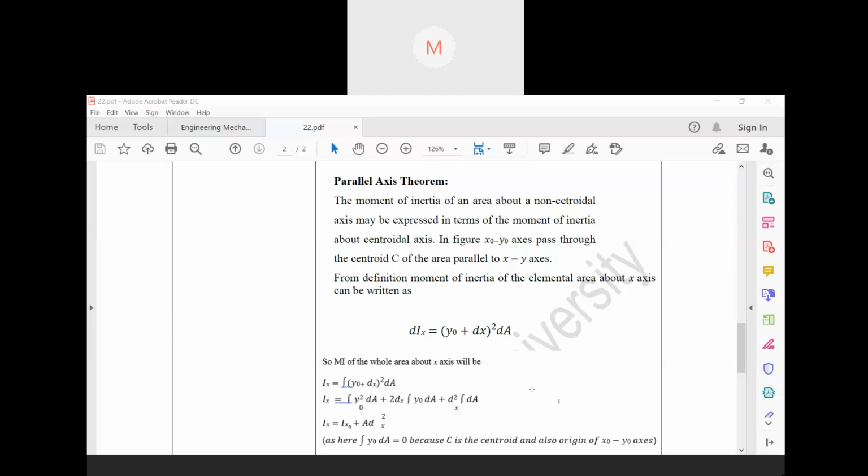So the parallel axis theorem means the moment of inertia of an area about a non-centroidal axis may be expressed in terms of.